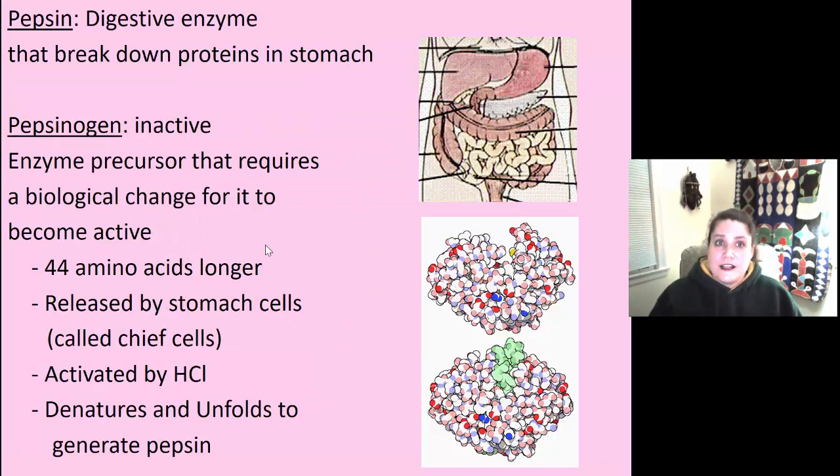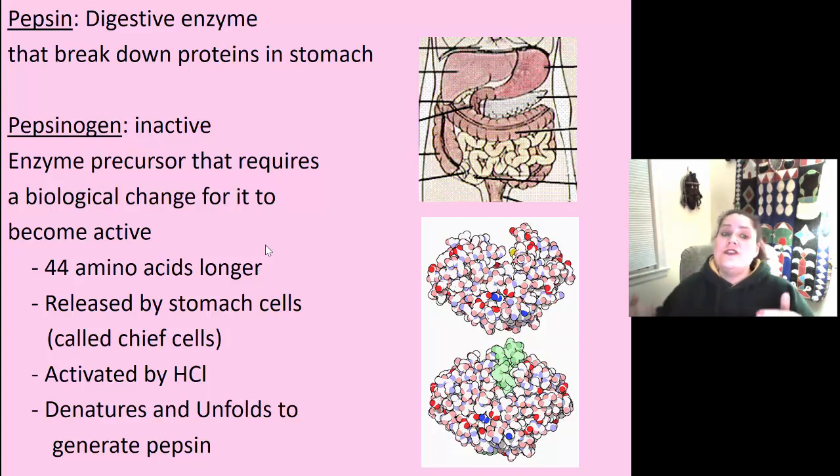So pepsin is a digestive enzyme. It breaks down proteins in your stomach. So its job is to break down proteins. Pepsinogen is inactive, and pepsinogen is what's already there. Pepsinogen is 44 amino acids longer than pepsin. It's released by your stomach cells, and it gets activated by hydrochloric acid.